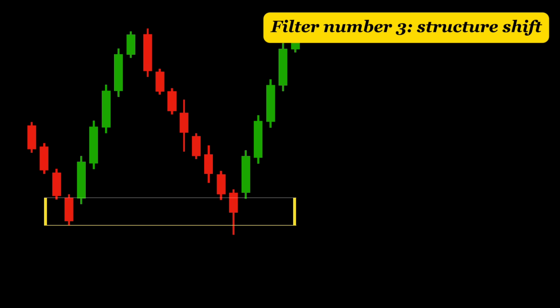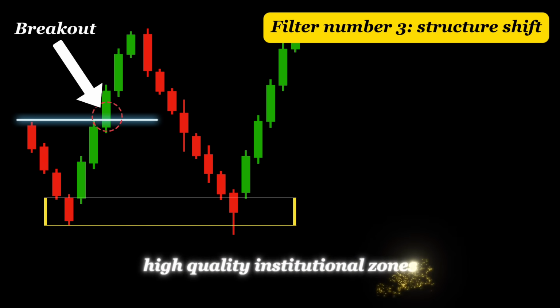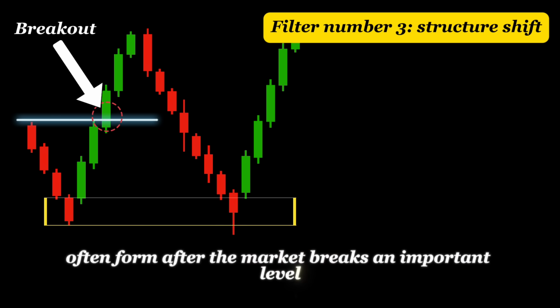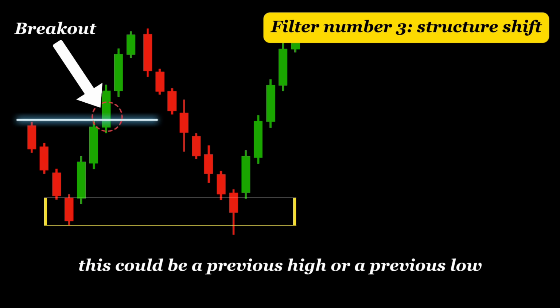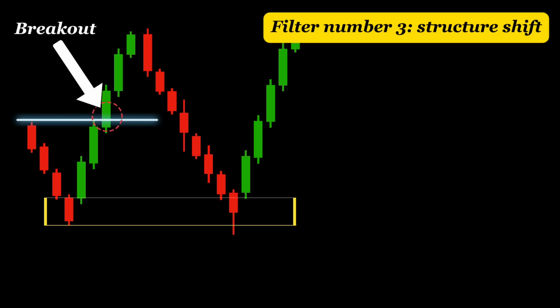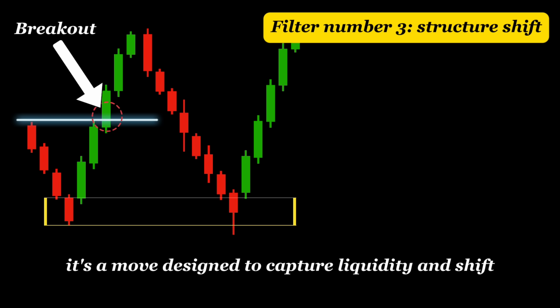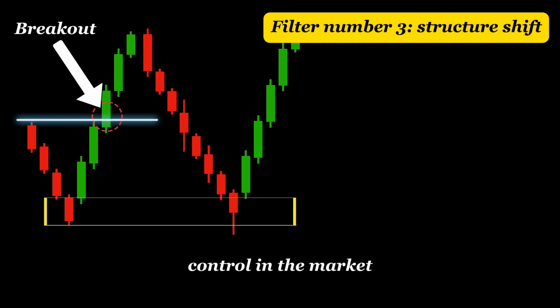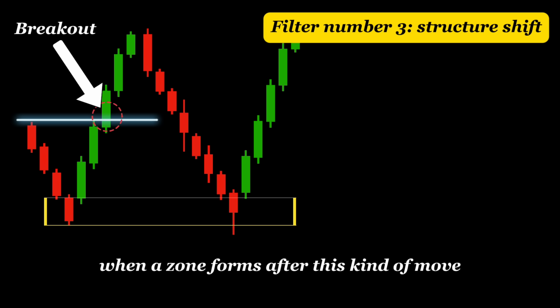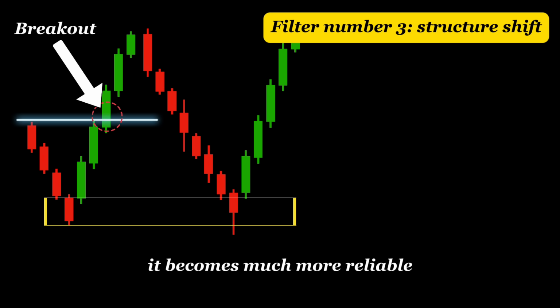Filter number 3, structure shift. High-quality institutional zones often form after the market breaks an important level. This could be a previous high or a previous low. This break is not random. It's a move designed to capture liquidity and shift control in the market. When a zone forms after this kind of move, it becomes much more reliable.